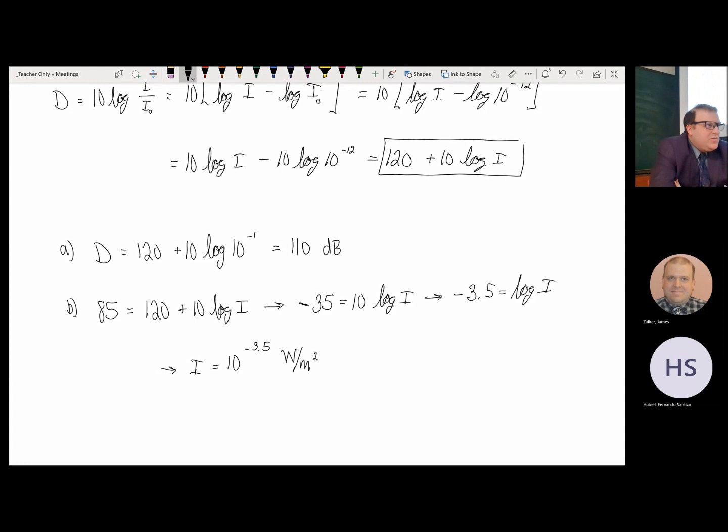That's a tiny amount of watts per square meter, right? I mean, that's like 1 over more than 1,000. But for sound. Yeah, it's just weird to think of an intensity as being such a tiny amount. Again, it's also only 85 decibels.